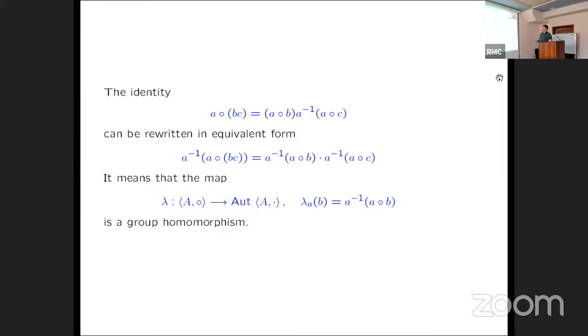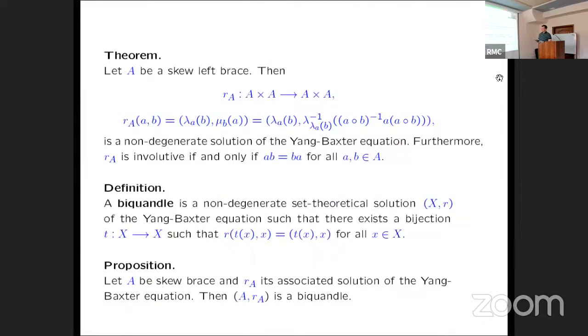Maybe the main property of the axiom of skew brace is the next. If you take the axiom of brace, in the next form, and rewrite it in an equivalent form, then we obtain that we have a map lambda from A with circle to the group of automorphisms of A with dot, of the next form, and this map is a group homomorphism. And from this we obtain all properties of skew braces. Also, as for brace, if you have a skew brace, we can obtain a solution of the Yang-Baxter equation of the next form. Maybe more difficult, but it's the same. Also, we can define a quandle and other algebraic systems.